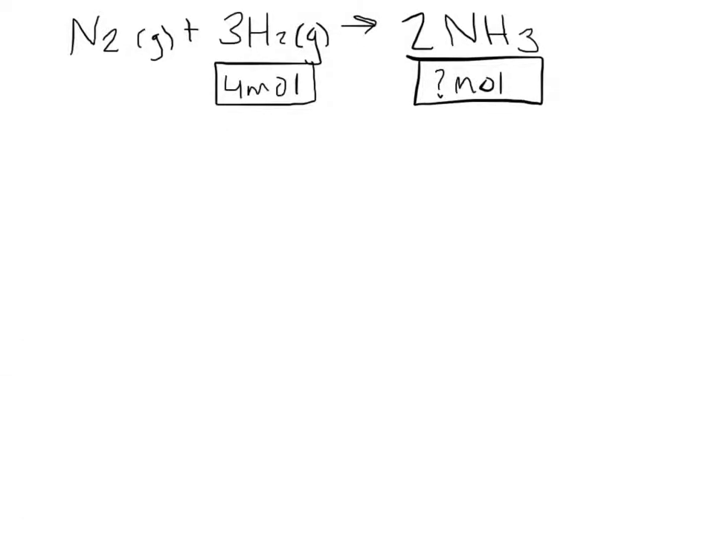Welcome to my first Intro to Stoichiometry video. We're going to start off by looking at this equation. We have nitrogen gas, adding that to hydrogen gas to make ammonia. You'll notice that it's already completely balanced.